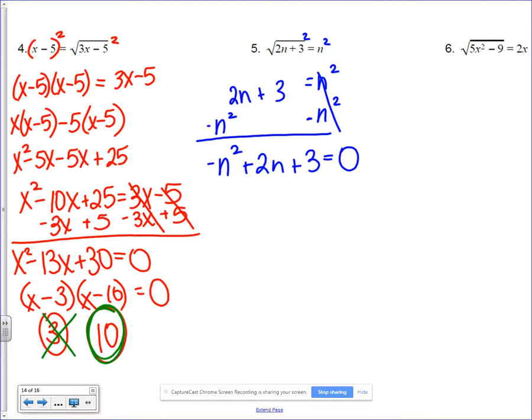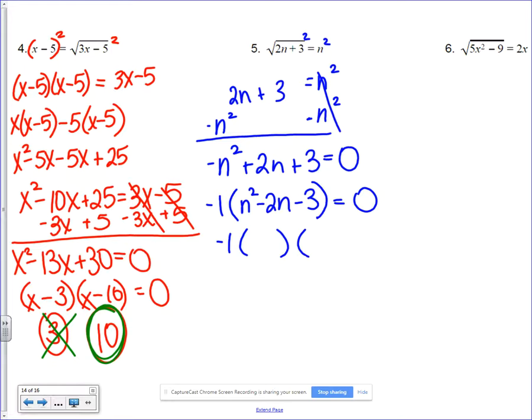So if I divide everything by -1, that means I put a -1 out front. What happens to all the signs on those if I divide them by -1? They just flip signs. So this is now going to be positive n squared. That'll be a -2n. That'll be a -3. And then we have my 0. Is that okay for everybody? Okay, let's factor this now.